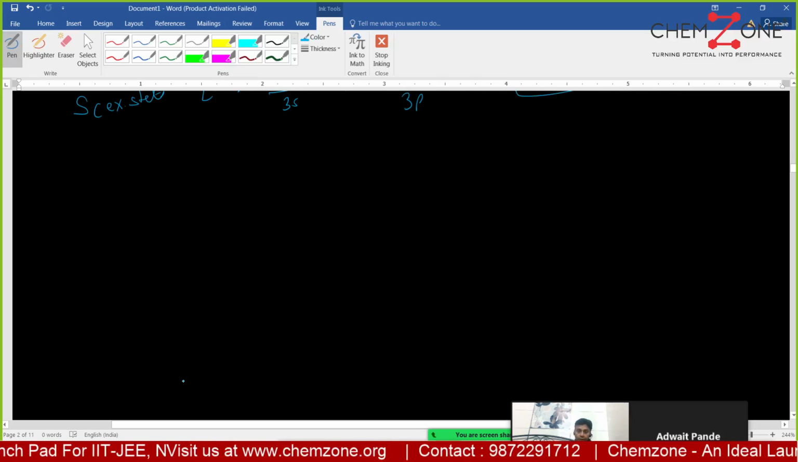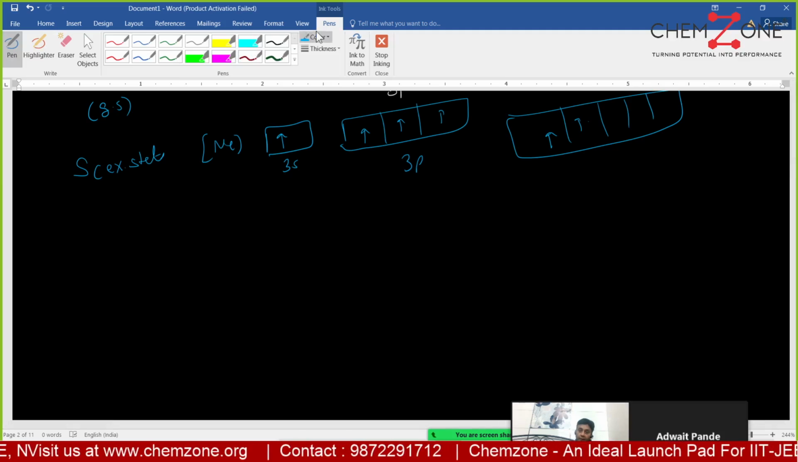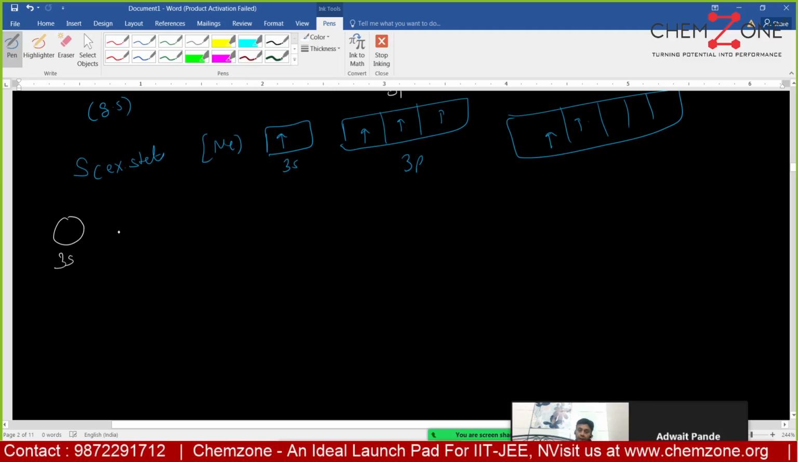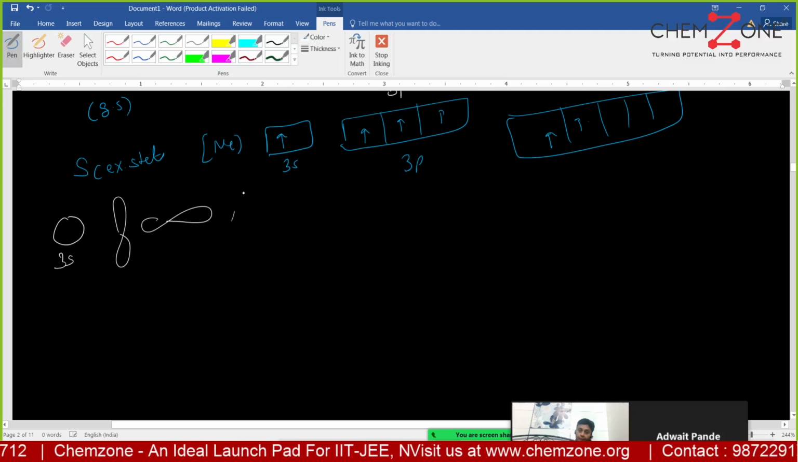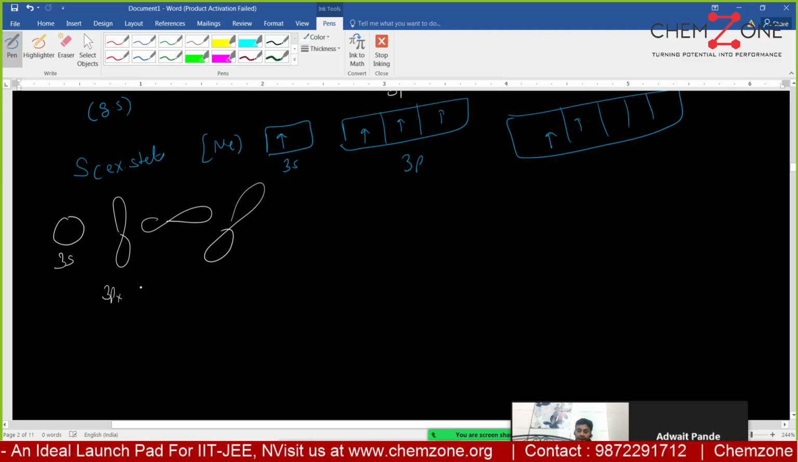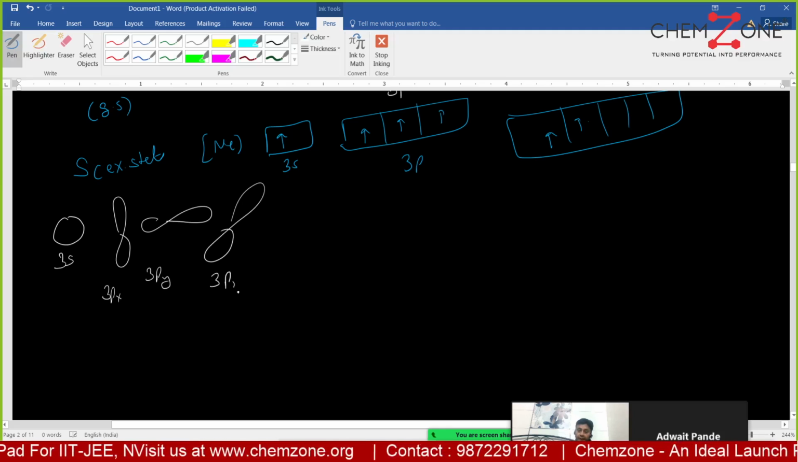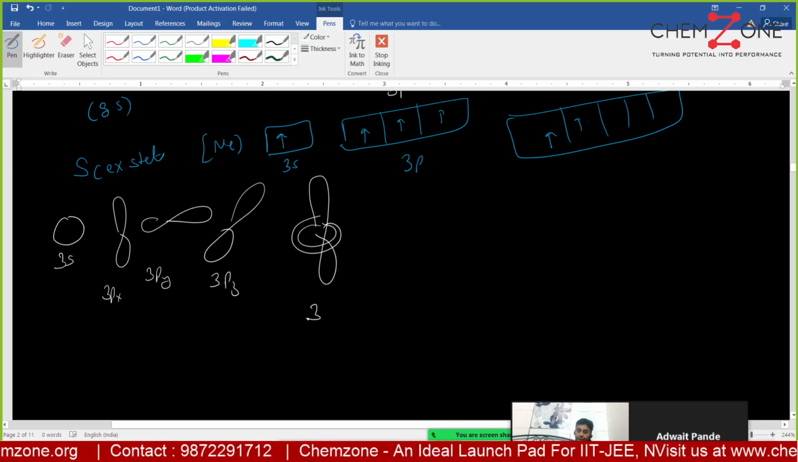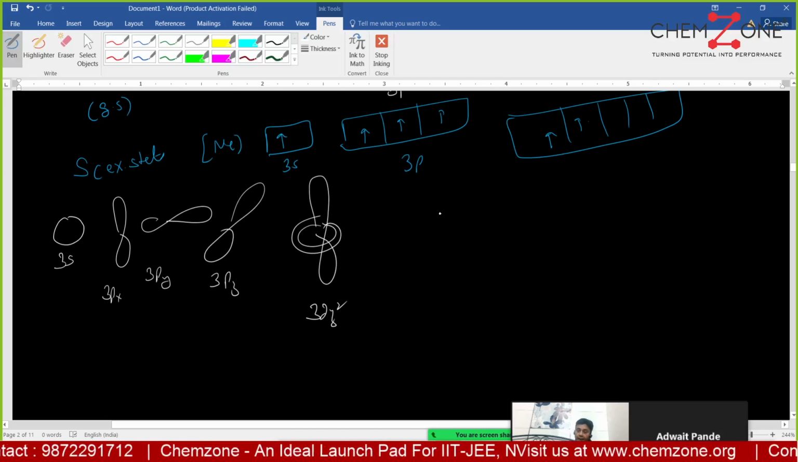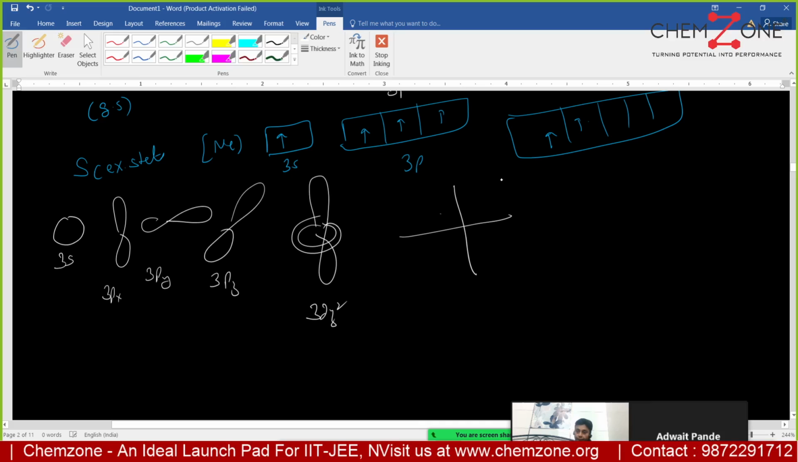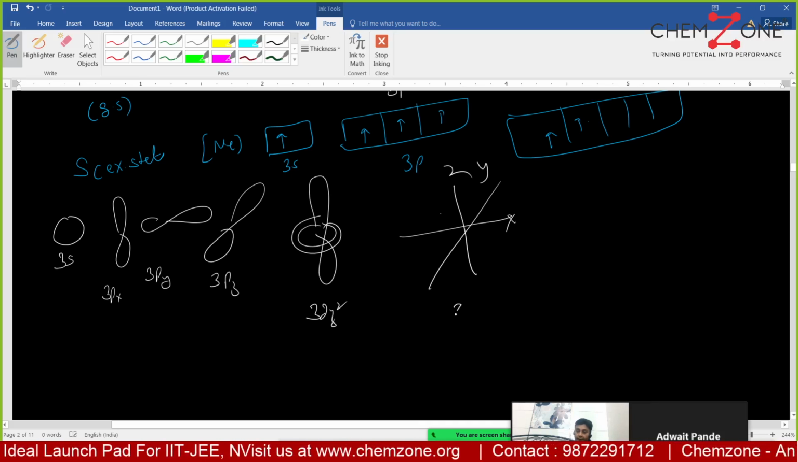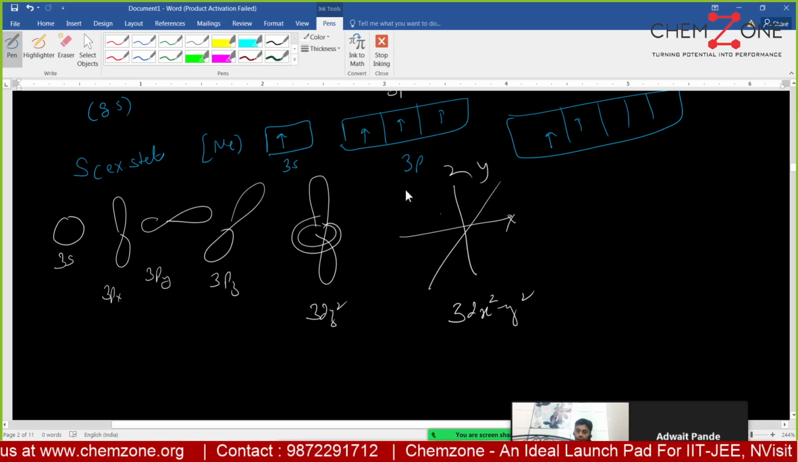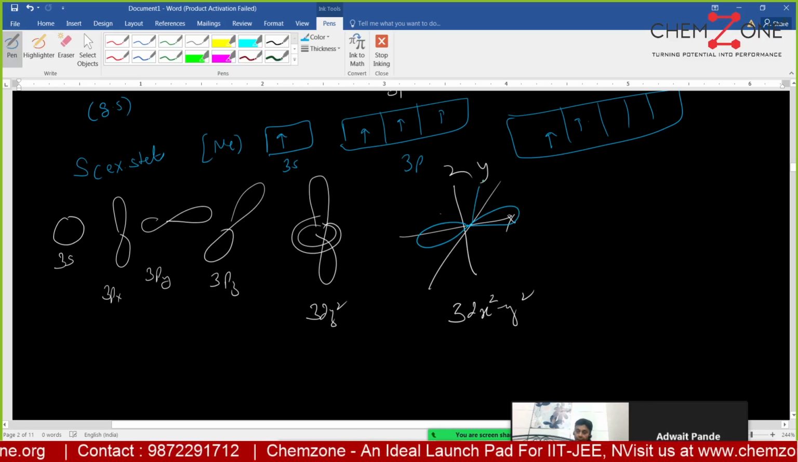Okay. So now we have one is the s orbital. There's a 3s orbital here. Now we have a 3p orbital here, like this. It's a 3px, 3py, and 3pz. Then we have two d orbitals. One is the dz square, the other the dx square minus y square. 3d x square minus y square.